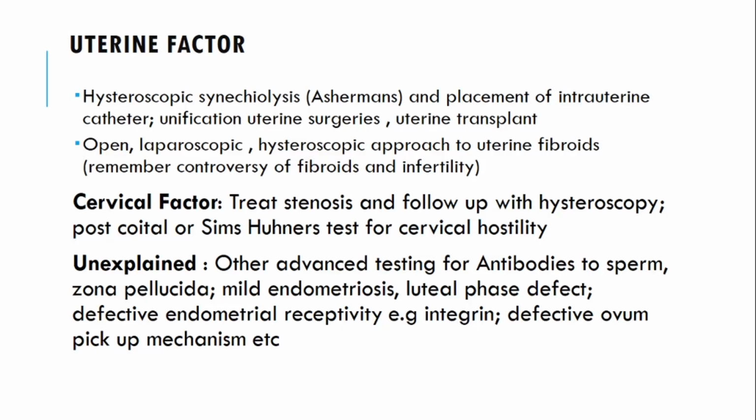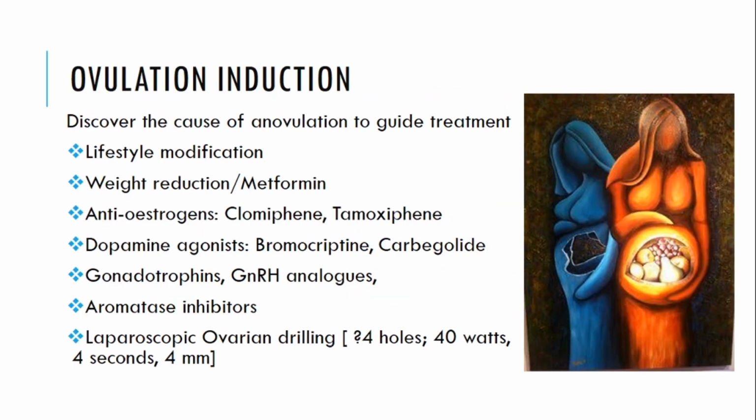For unexplained infertility, other advanced testing can be done. Remember, we said the basic three infertility tests. Now, there are other advanced tests that can be done: antibodies to sperm, zona pellucida testing, mild endometriosis, repeat laparoscopy, luteal phase defect, endometrial integrin levels. They are high fidelity, but they are possible.